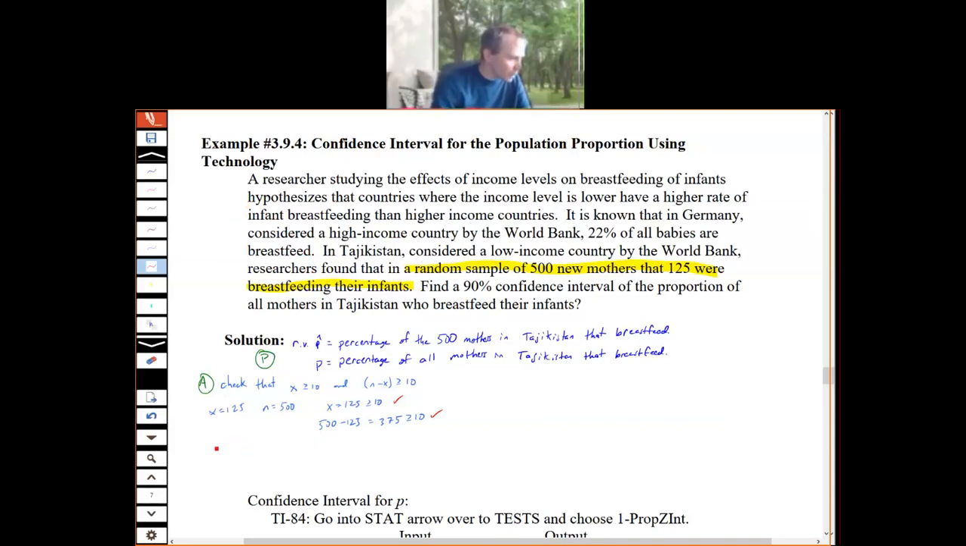So we also need to check that capital N is bigger than 20 times little n, which is 20 times 500, which is 10,000. So what we do is we say our population size, big N, is unknown, but larger than 10,000.